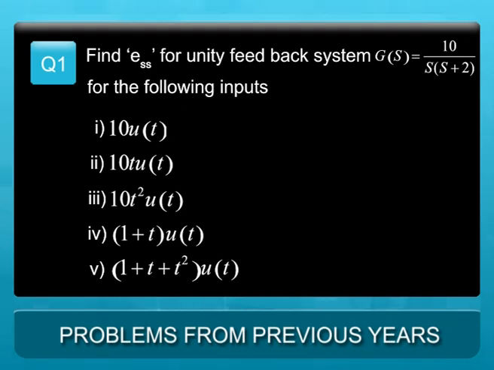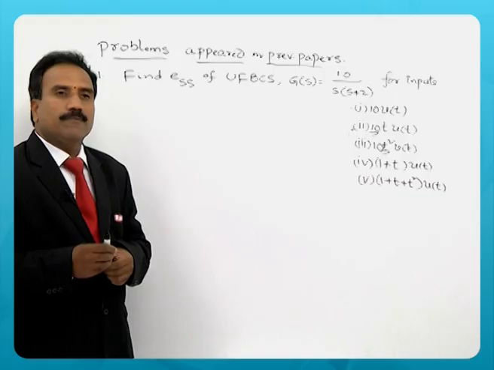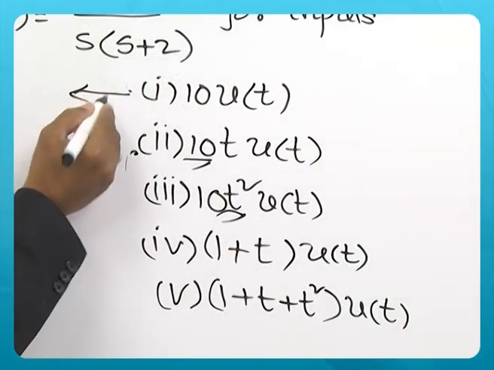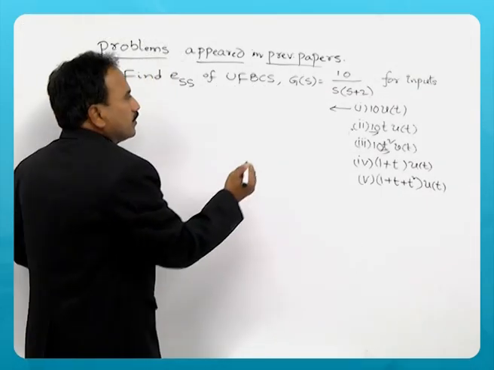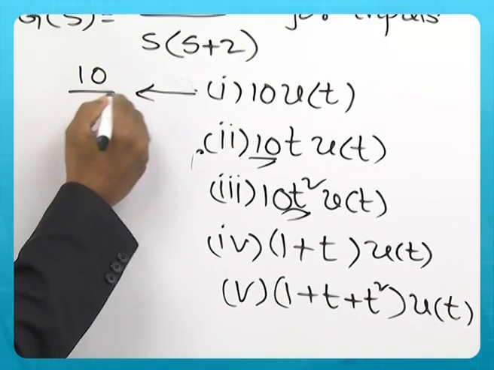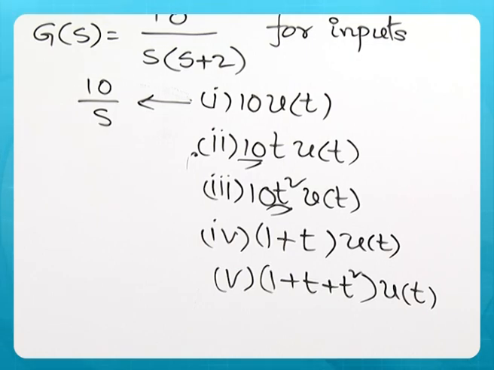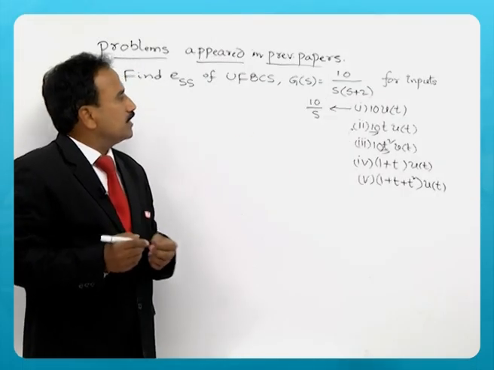Consider a unity feedback control system whose G(s) is given by this, and such a system when excited by these inputs, what will be the steady state error? As you are aware, the signal 10 u(t) has Laplace transform 10 by s. It is a step signal, but not a unit step; it is 10 by s.